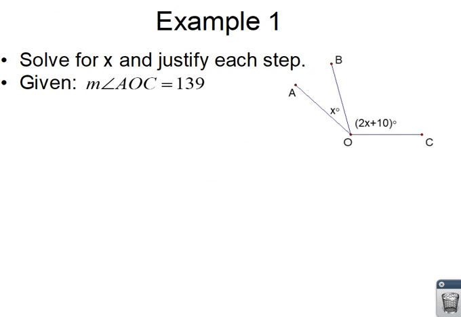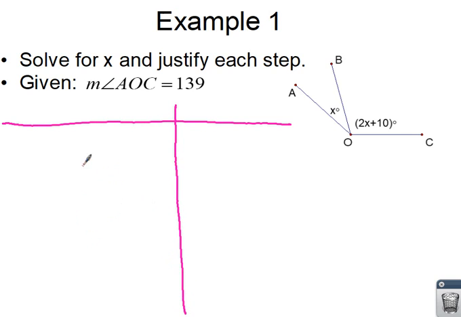All right, so let's try one. This is an angle addition postulate kind of problem. We're going to justify each step. So for me, I draw a T-chart. I put my work on the left side and I put my reasons on the right. Okay, so first step, we need to add these two angles together. They give us the angle AOC. That whole angle there is 139 degrees. That's over here in the given. So we need to add the angles together.